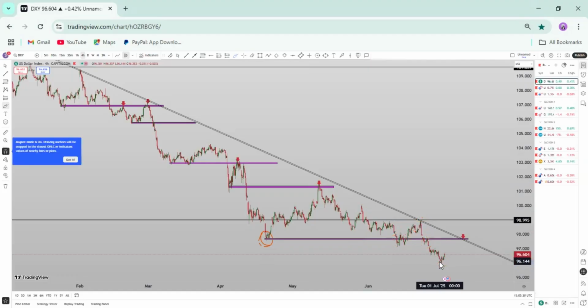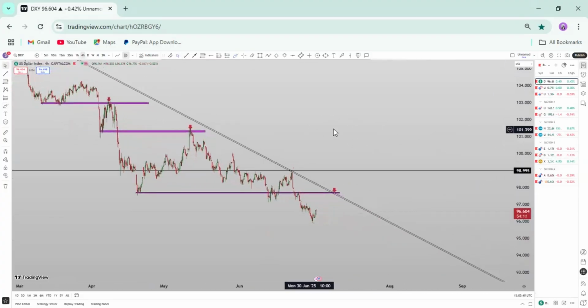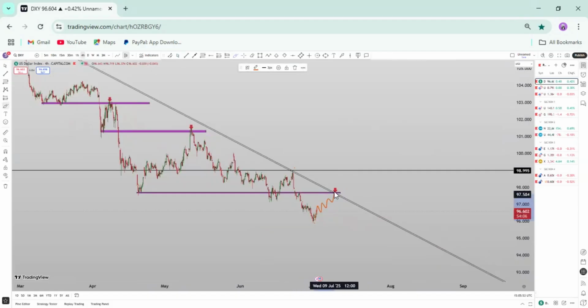Now, what am I expecting to see next on DXY? I want to see some kind of a retracement to this area before moving to the downside. So I'm expecting the market to do a retest on this support, which is now a resistance, or I'm waiting for the market to form a resistance on it so that we can continue to the downside.